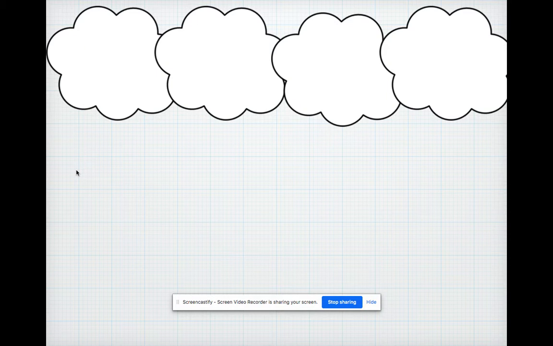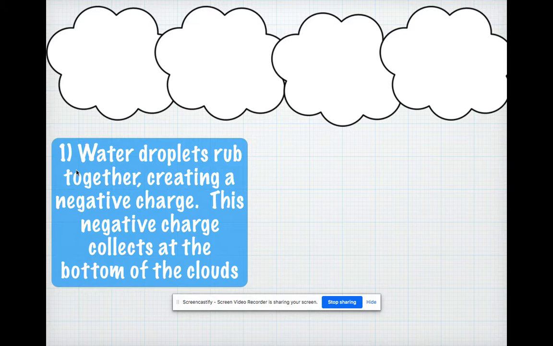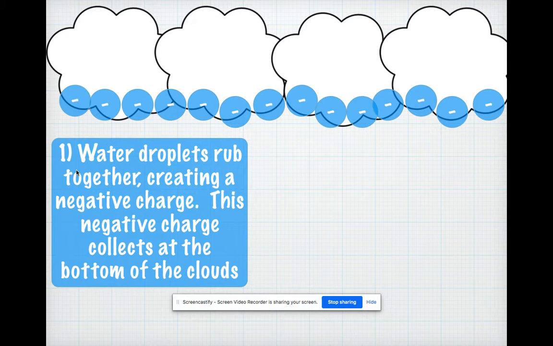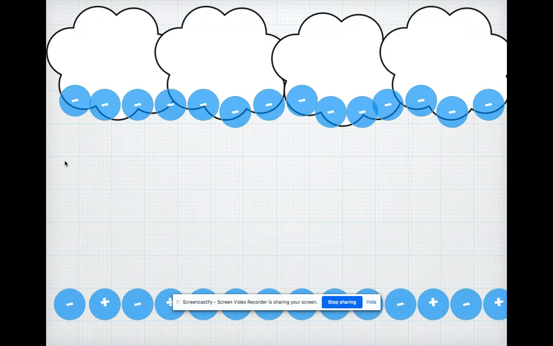So let's start by talking about rain clouds. This is first how charge imbalance is going to happen. Water droplets within rain clouds are going to rub together. This is going to create a negative charge. That negative charge is going to accumulate on the bottom of the clouds. So we have our negative charge that's been formed by our water droplets rubbing together, and now we have this accumulation of negatives across the bottom of our clouds.